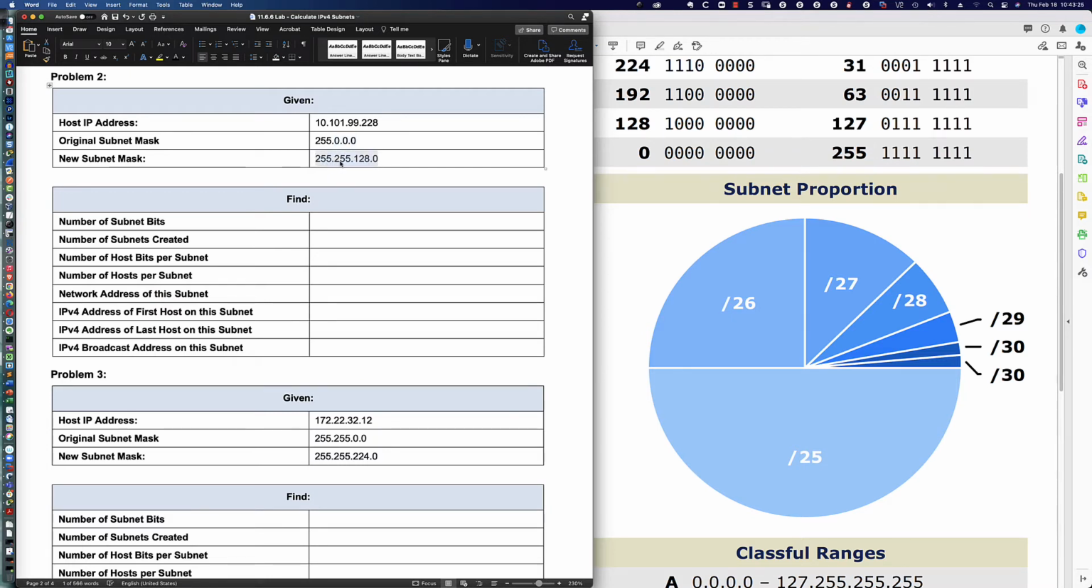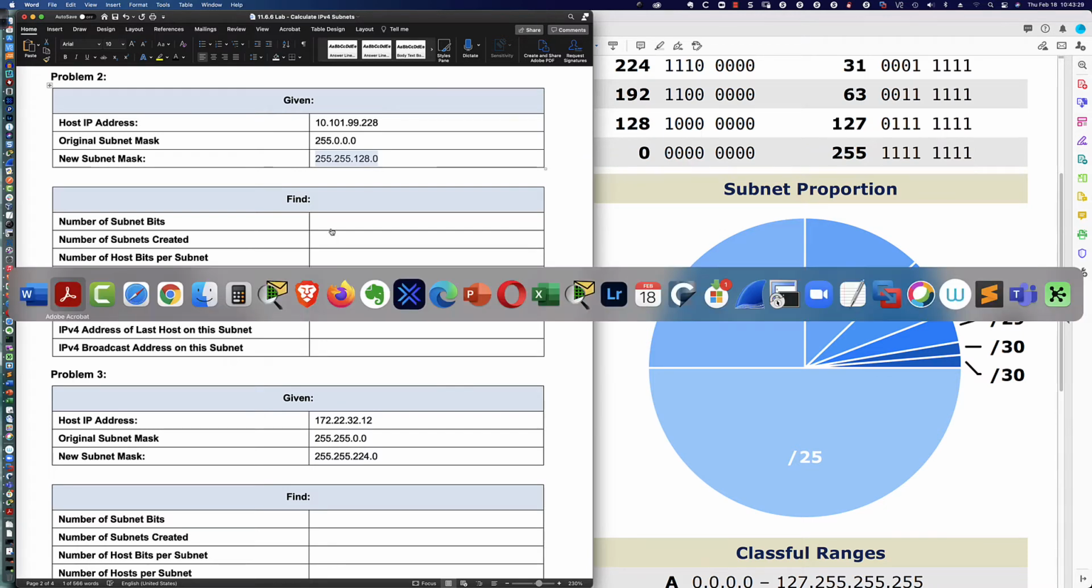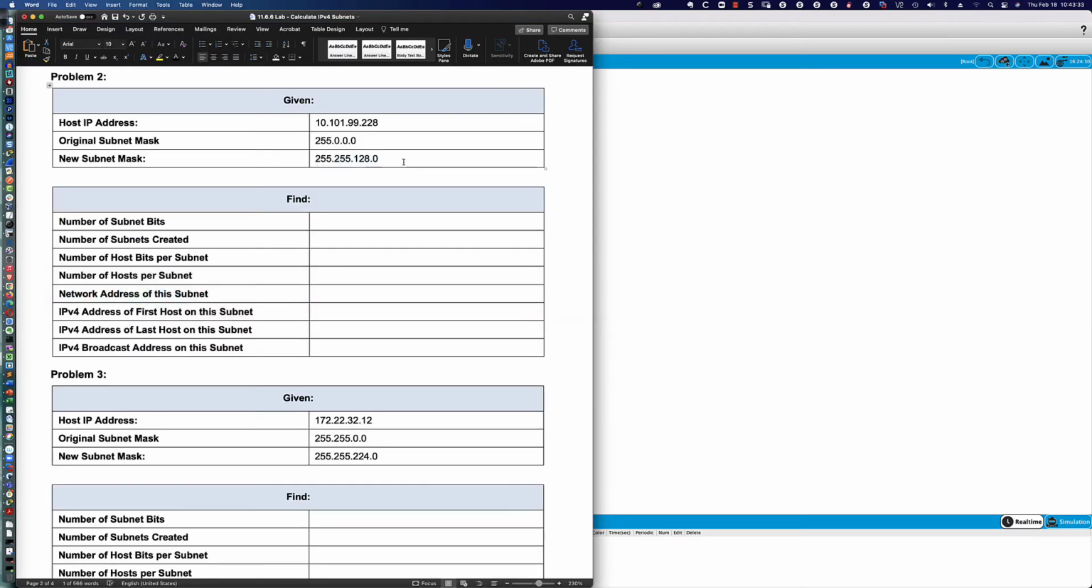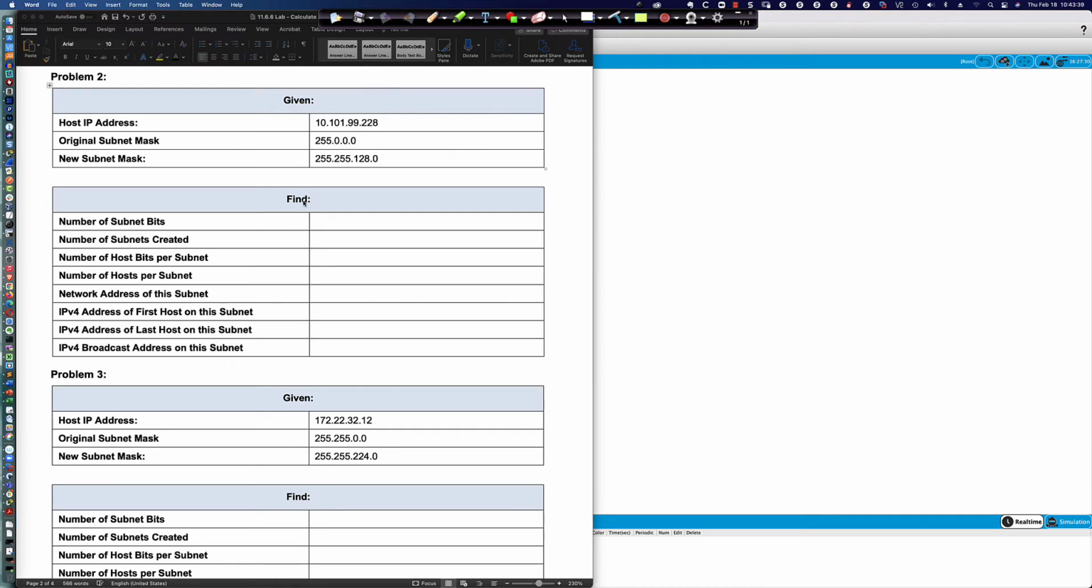And you can see here is the new subnet mask that's being applied. It's 255.255.128.0. And so let me pull up a blank screen here to the right-hand side so that we can work this out and see how things are going to play out. So, the number of subnet bits, and we'll again talk about the number of network bits in total, as well as the number of host bits and the number of subnet bits.